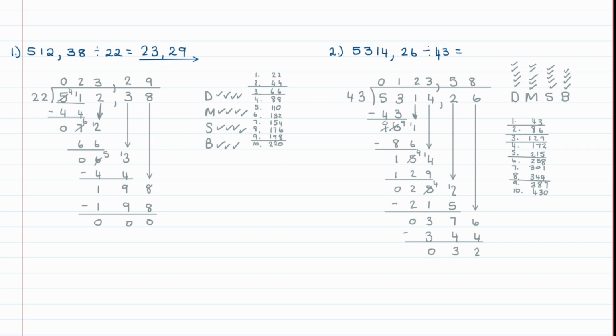I no longer have any digits left to bring down, so that means that I am at the end of my process. It also means that the number at the bottom, 32, will become my remainder. So my final answer is 123,58, remainder 32. And that is how you solve long division using decimals.